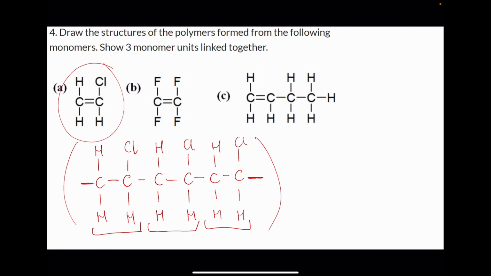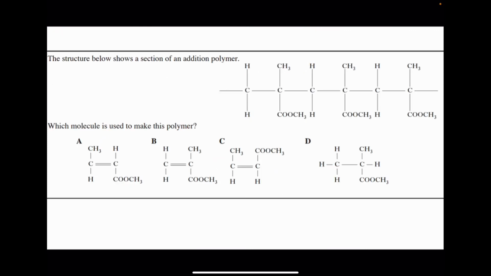Here's a question that says the structure below shows a section of an addition polymer. Which molecule is used to make this polymer? So all we need to do is look at a section and we need to just say, well, here is the repeating unit. So the monomer would look just like the repeating unit, except instead of having these hanging bonds, it would have a double bond in the middle. So we're looking for one that looks exactly like that, and it is B.